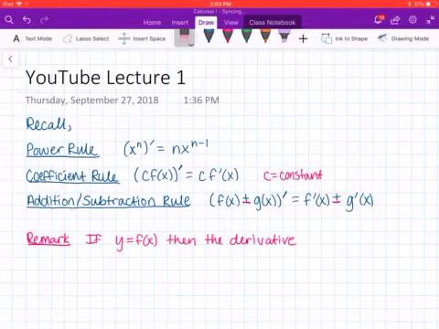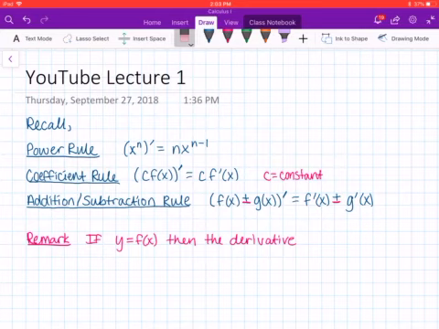All right, hello everyone. We're going to continue on here as if we were in class, but now it's on YouTube. So remember, last time we talked about the power rule that said if we had x to some power, if we're trying to take the derivative, all we did was take down the exponent and then write x to the one less power.